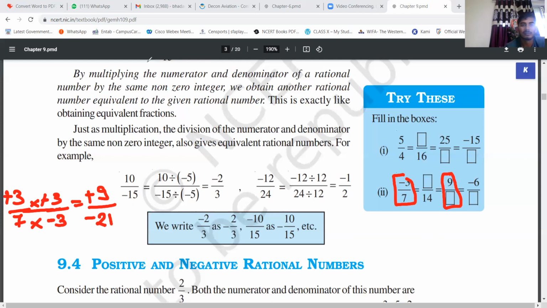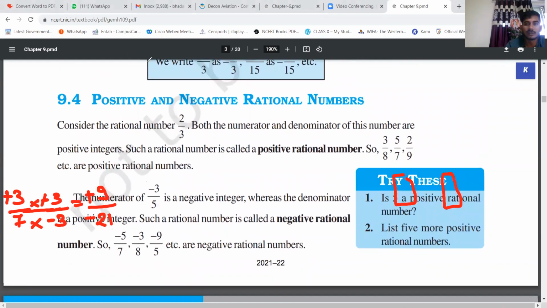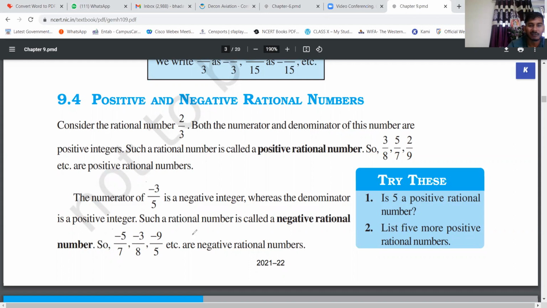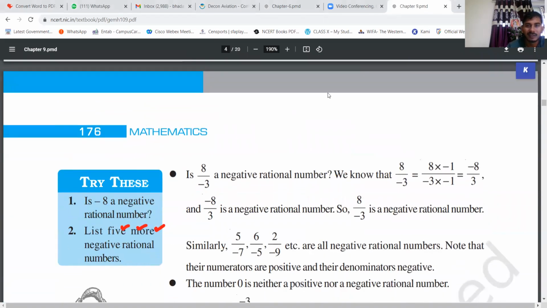Then coming down. What are positive rational numbers and what are negative rational numbers? Positive rational numbers mean both the numerator and denominator are positive. And negative rational numbers mean that if either the numerator or the denominator is negative, then it is called a negative rational number. Yes, 8 by -3 is a negative rational number, because the denominator consists of -3.